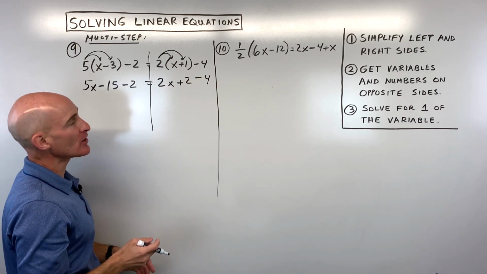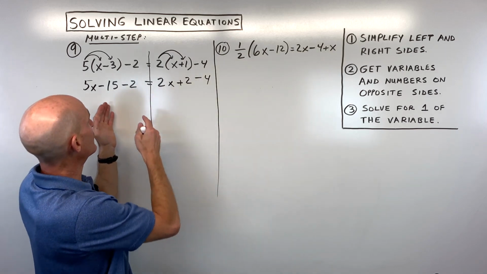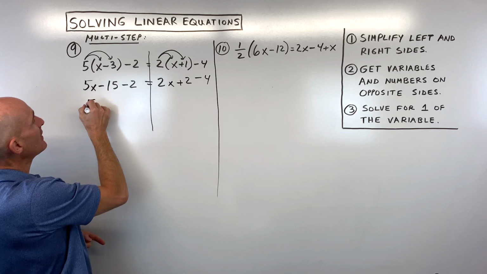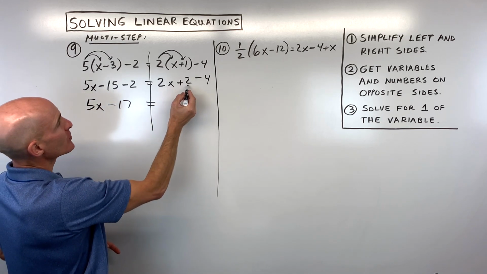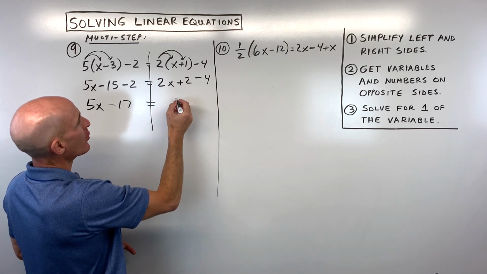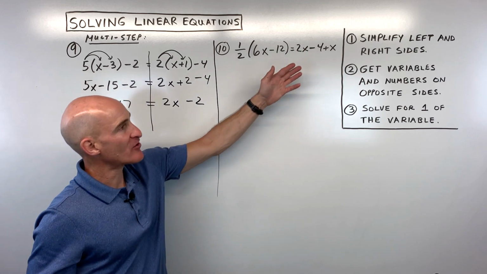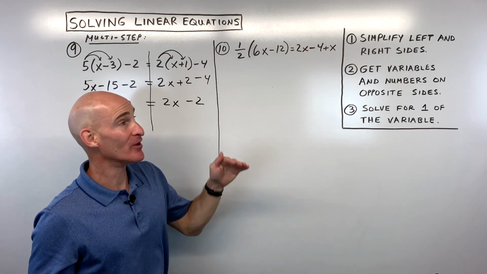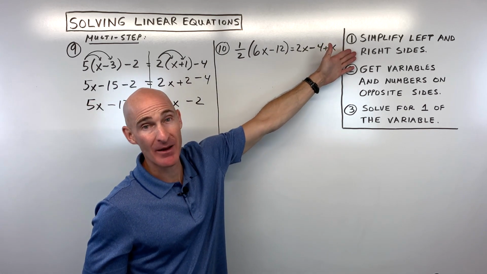And now we're still on step 1. We're still in the process of simplifying the left side and the right side as much as we can. I can see that we can combine the negative 15 and the negative 2. That's going to give us negative 17. And here we can combine the 2 minus 4, which is just negative 2. So sometimes, even though it's 3 easy steps, you might spend a couple of lines, or a couple of processes, to complete that first step, okay?